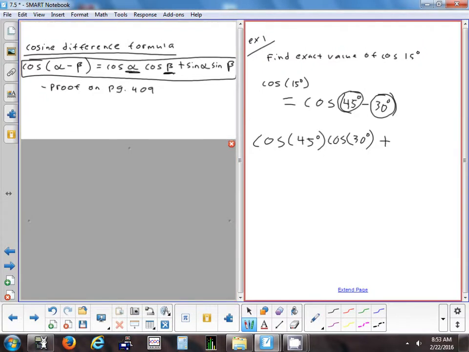Plus sine of the first, sine of the second. So sine 45 times sine 30. Hey, any questions on that?